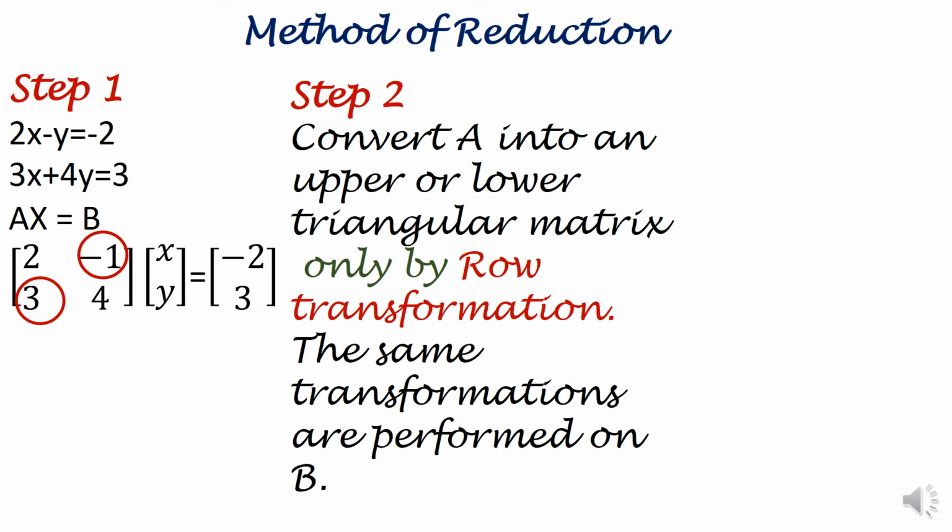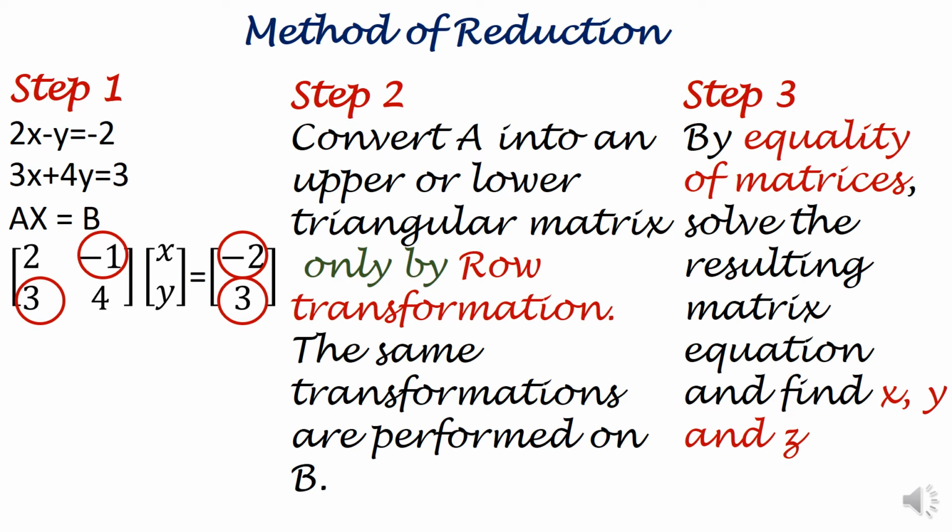Whatever transformation we apply to A, the same transformation steps are also performed on B. Thus, the elements of B also change correspondingly. Then step 3: by equality of matrices, we solve the remaining matrix equation. Whatever we get after transforming A and B, we solve the matrix equation, and thus we find the values of x, y, and z. It will become clearer to you as we do sums.